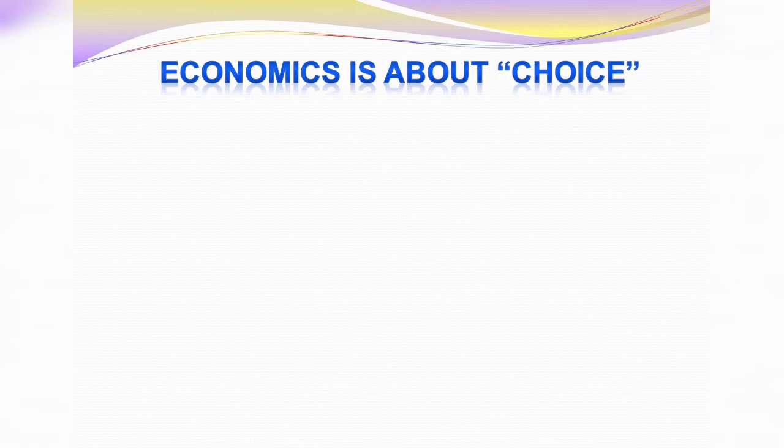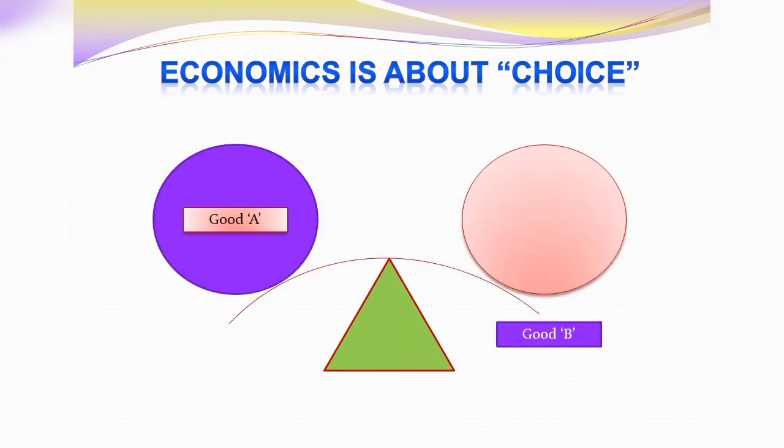Economics is about choices. I can choose good A or good B. It depends on my budget constraint. Choices may differ based on time constraint, taste constraint, and so on. It is based on the individual.